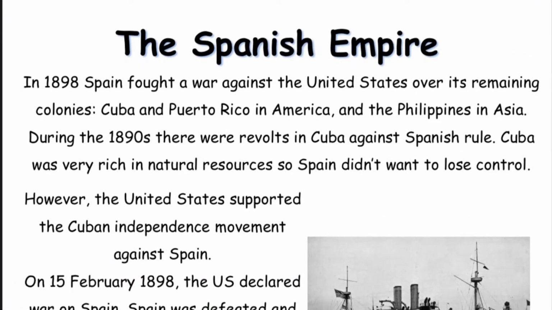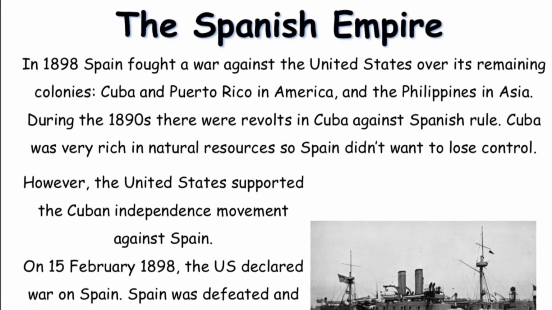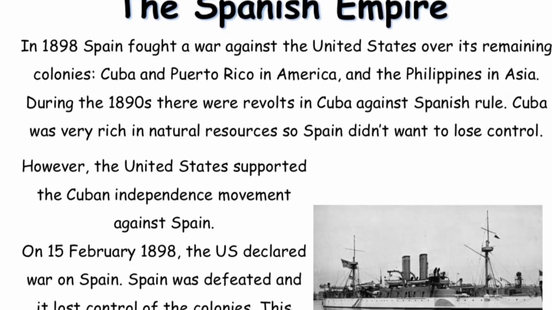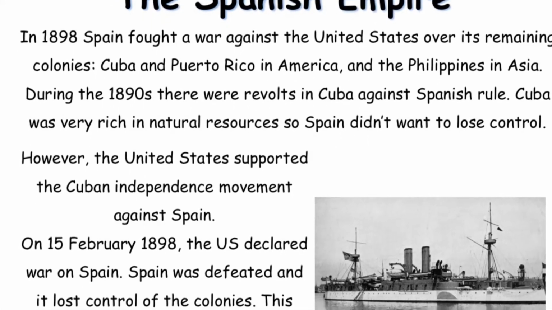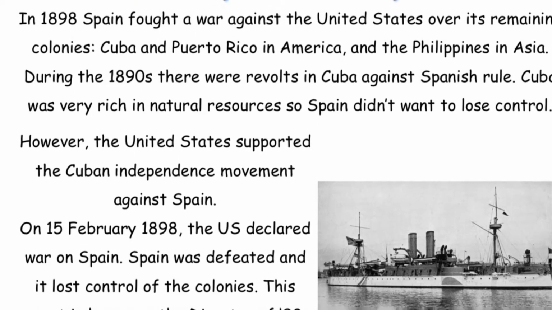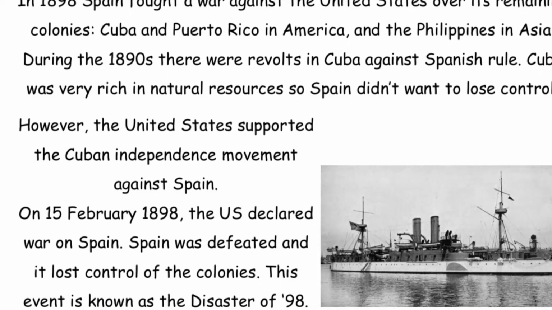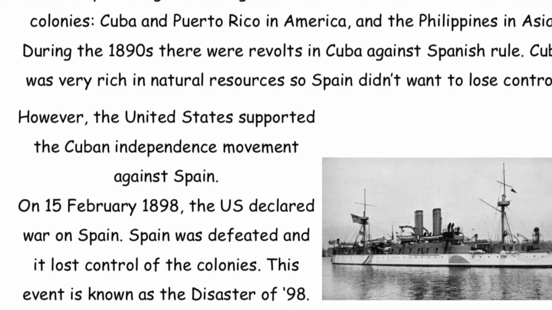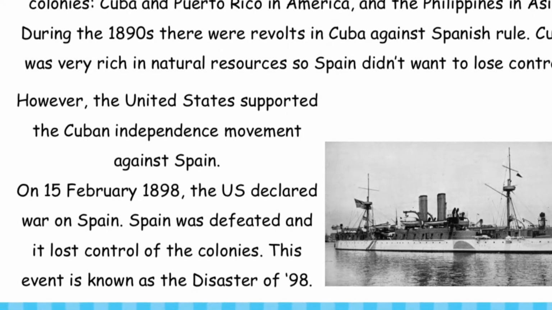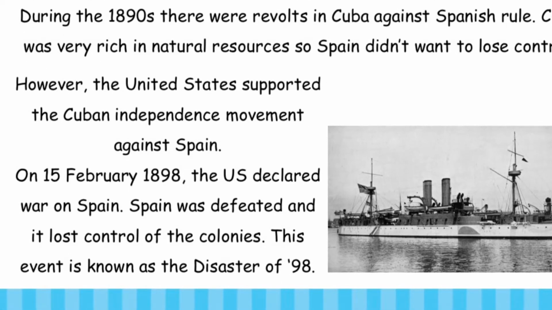In 1898, Spain fought a war against the United States over its remaining colonies, Cuba and Puerto Rico in America, and the Philippines in Asia. During the 1890s, there were revolts in Cuba against Spanish rule. Cuba was very rich in natural resources, so Spain didn't want to lose control. However, the United States supported the Cuban independence movement against Spain. On 15th of February, 1898, the U.S. declared war on Spain. Spain was defeated, and it lost control of the colonies. This event is known as the Disaster of '98.